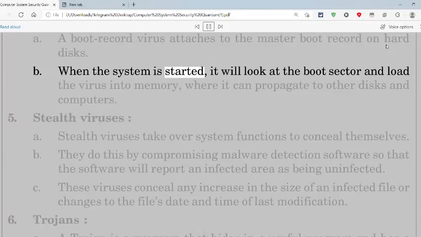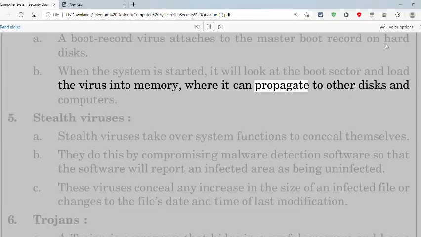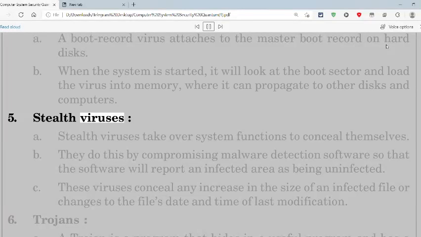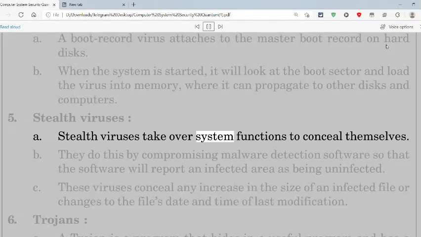B. When the system is started, it will look at the boot sector and load the virus into memory, where it can propagate to other disks and computers. 5. Stealth viruses. A. Stealth viruses take over system functions to conceal themselves.